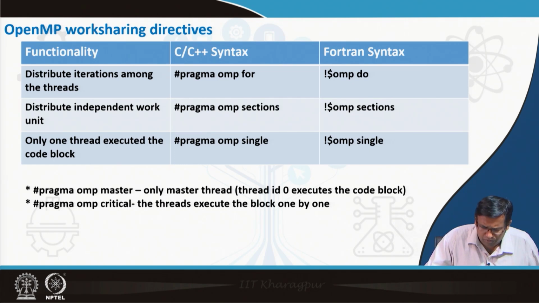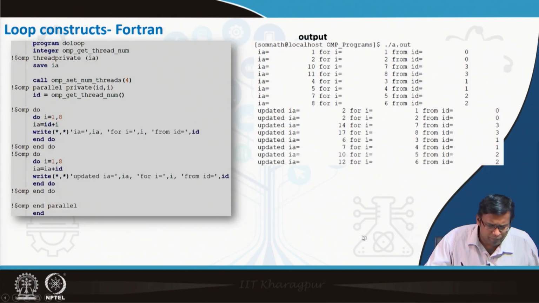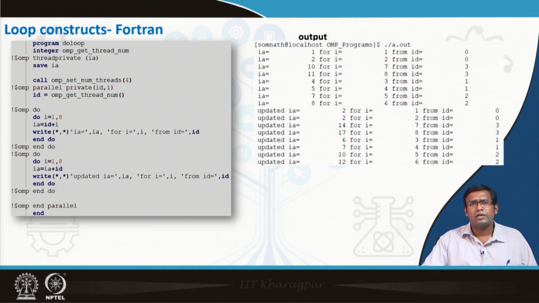So, let us look into a little more detail. One of the work sharing directives is the loop construct. That means there is a do loop and you have parallelized this do loop using pragma OMP for, or sentinel OMP do in Fortran. The first one is in C.